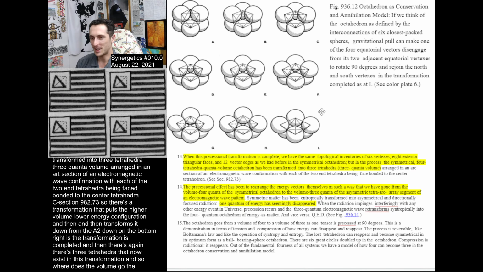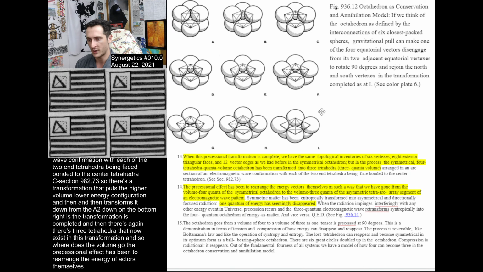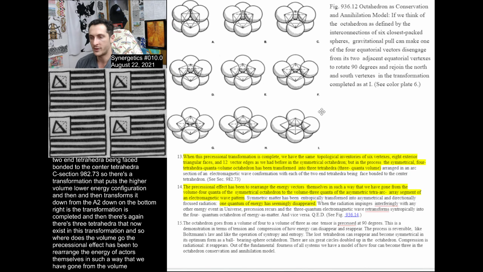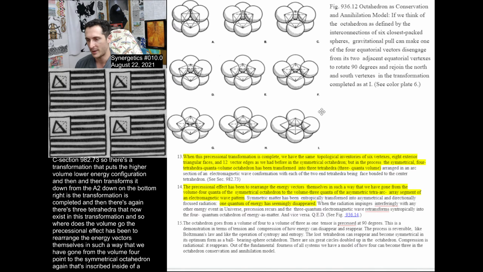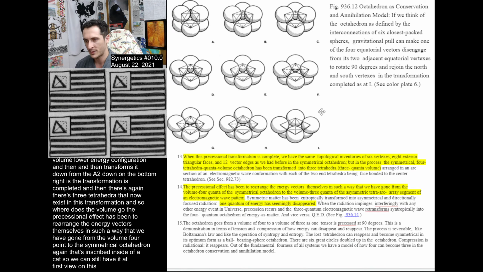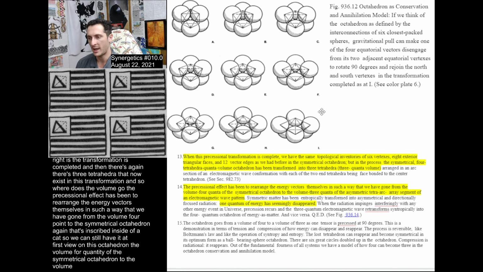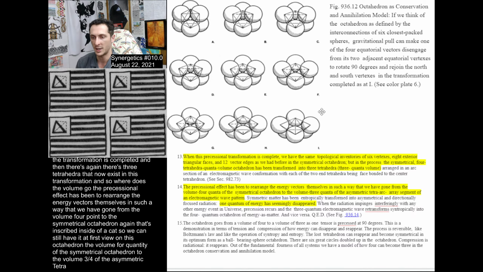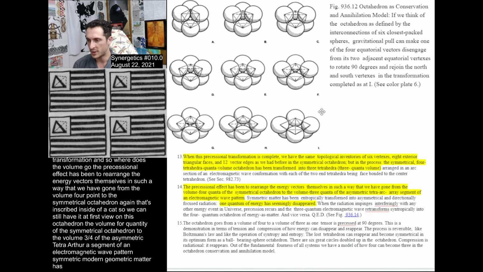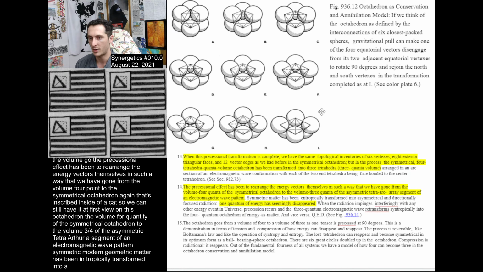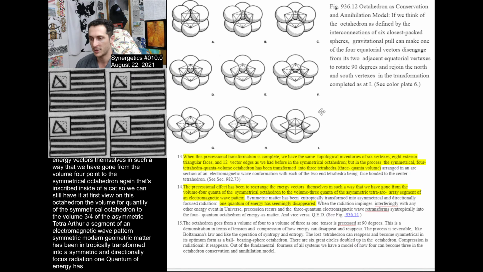14. The precessional effect has been to rearrange the energy vectors themselves in such a way that we have gone from the volume 4 quanta of the symmetrical octahedron. Again, that's inscribed inside of a tet, so we can still have a tet first view on this octahedron. The volume 4 quanta of the symmetrical octahedron to the volume 3 quanta of the asymmetric tetra-arc array segment of an electromagnetic wave pattern. Symmetric matter has been entropically transformed into asymmetric and directionally focused radiation. One quantum of energy has seemingly disappeared.